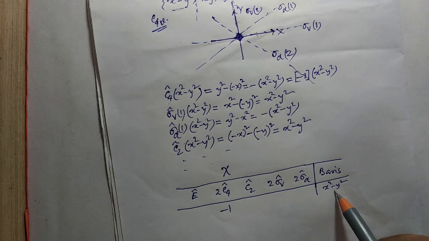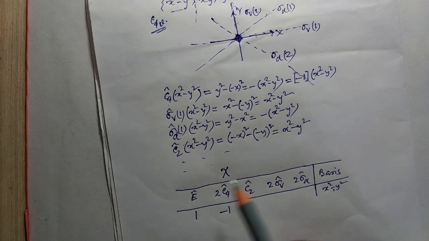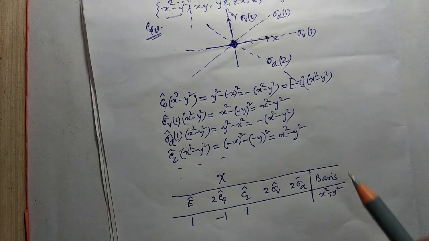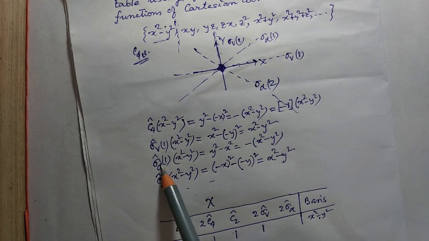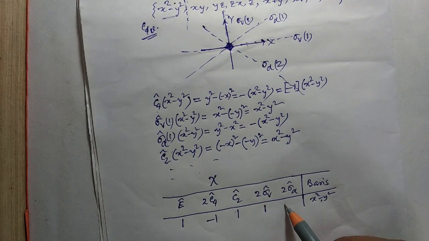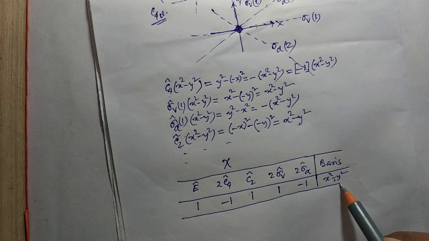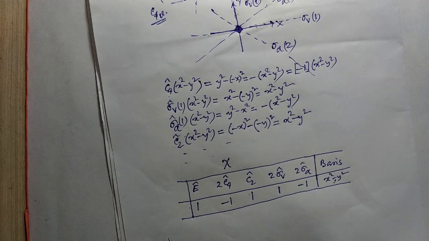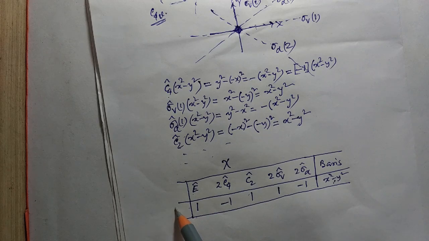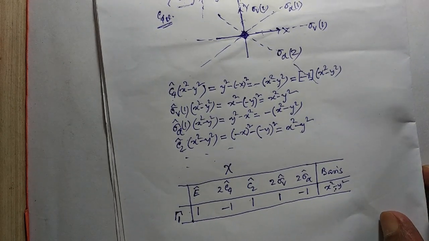For E, it keeps this unchanged. Therefore the matrix will be 1 within bracket and trace will be 1. C2 keeps it unchanged, gives character 1. Sigma V keeps it unchanged, gives character 1. Sigma D changes the sign, gives character minus 1. So this is the set of characters for a one-dimensional irreducible representation with this function x square minus y square as basis. Let us give it a name, gamma 1. An arbitrary name which will be replaced by the American symbol later on.